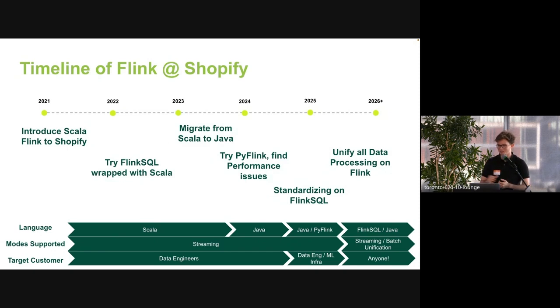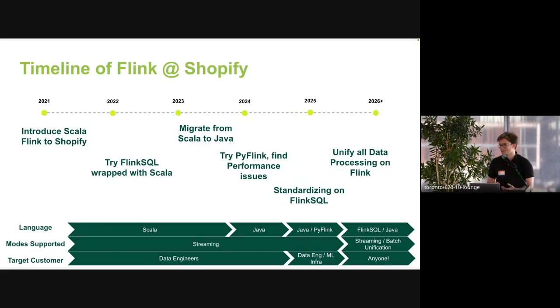There was no AI back then. In 2022, we tried Flink SQL wrapped with Scala. Essentially, imagine you have a variable within Scala that was equal to some string, and inside that string was SQL. It was really the worst of both worlds, where you still needed to know Scala, and you also had to deal with the pain of SQL. At that point in time, data engineers were like, I'm a Scala developer. Why would I do this? I know how to write Scala.